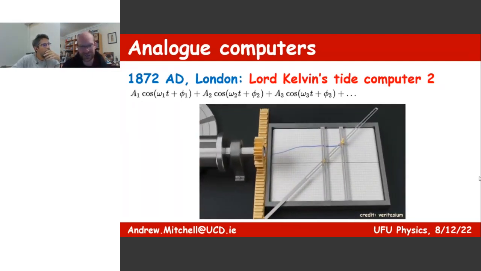Okay, so we learn a few things from this introduction of these analog computers. First of all, you can actually do really powerful computation by building a physical device. These are specific to a particular problem. These are not all-purpose computers. They do just one thing.